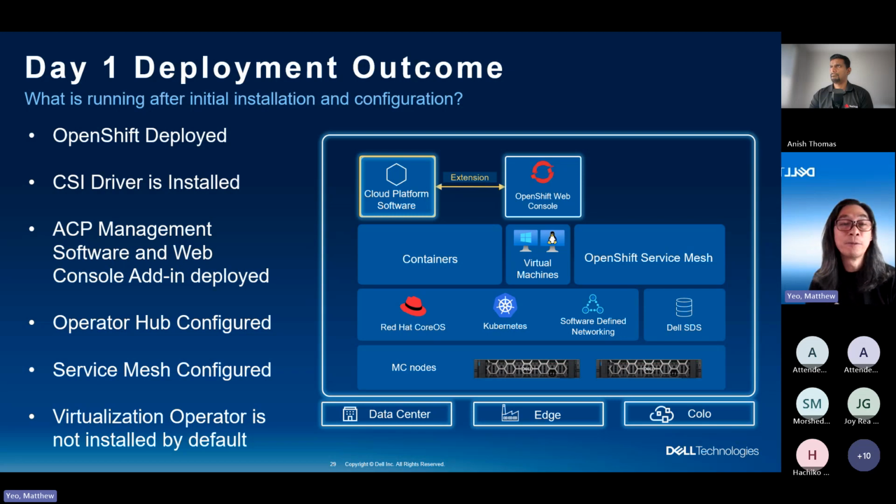Anish mentioned earlier that based on certain scenarios, customers will want to shift their VMs from their environment into the OpenShift environment. This is where VMs and containers coexist within the OpenShift itself. But by default, the virtualization operator is not installed, and this is where either you can install it for your customers, or customers can install it on their own.